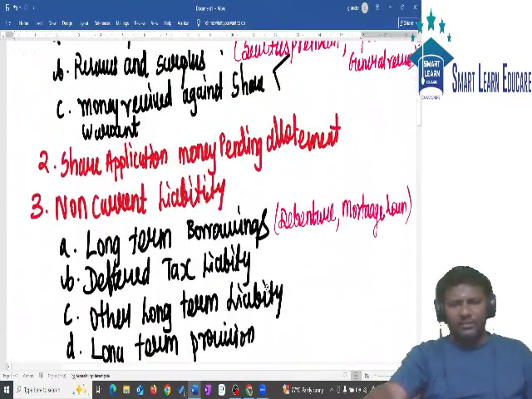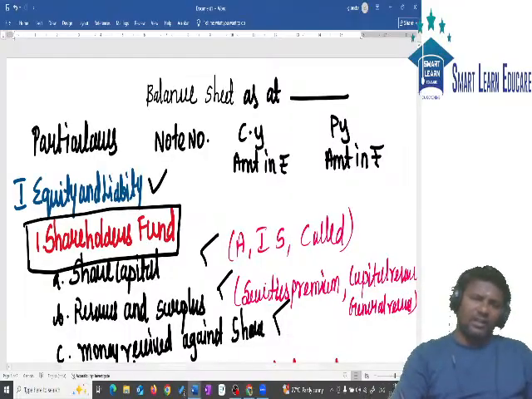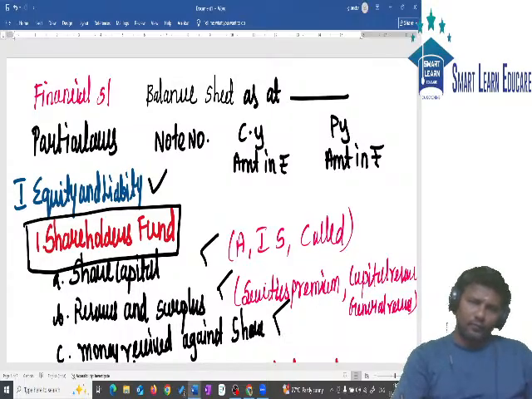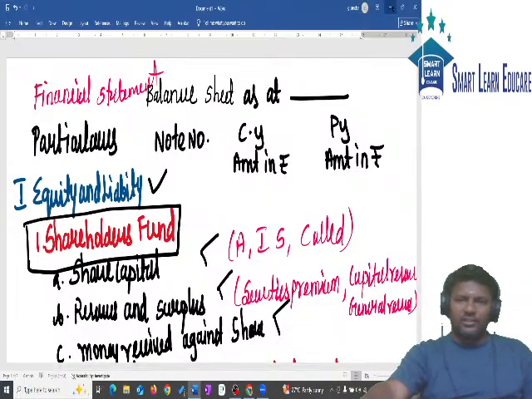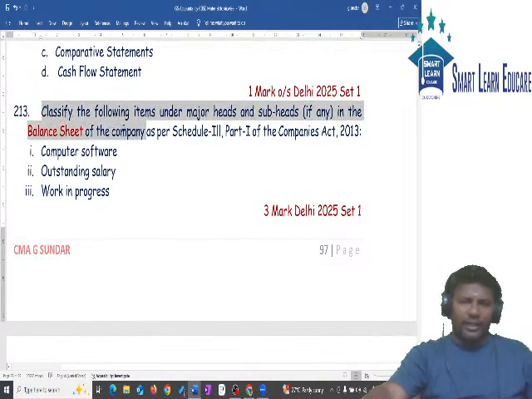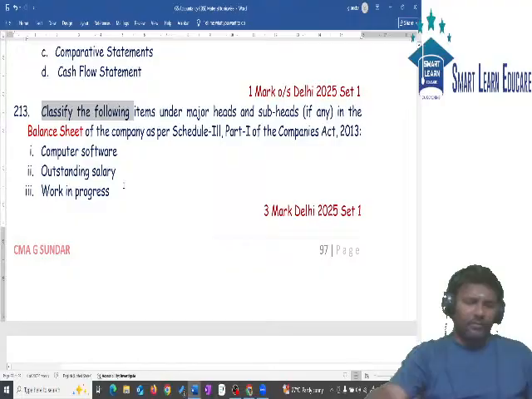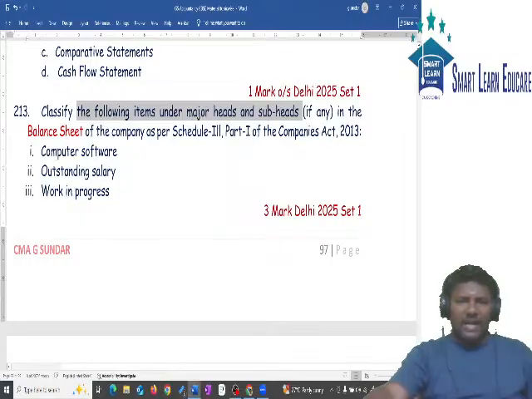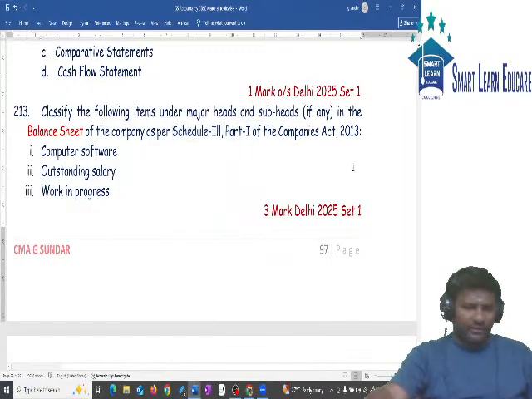Okay, so these are the things we need to learn under the topic of financial statement. Now we'll solve some exam questions. First one: classify the following items under major headings and subheadings. Question number 213. Classify the following items under major headings and subheadings, if the balance sheet of the company as per Schedule 3 is given.